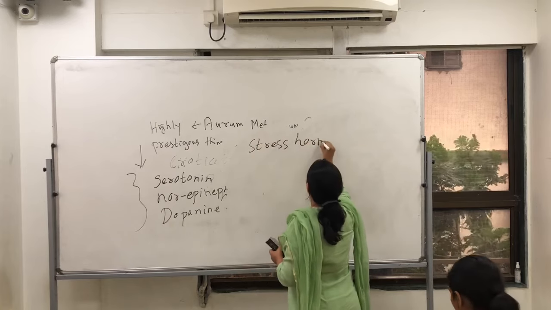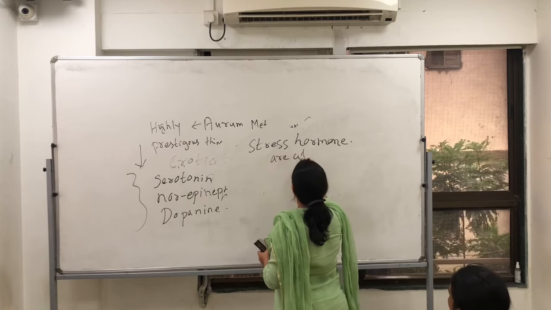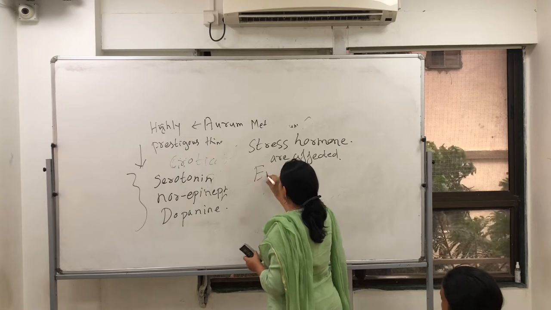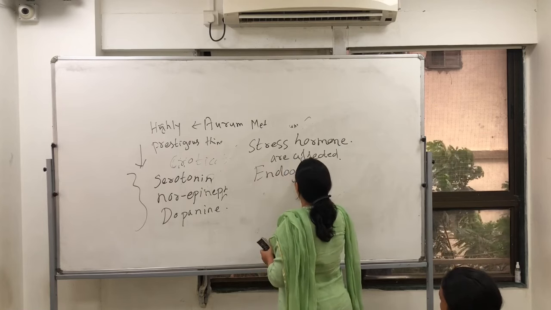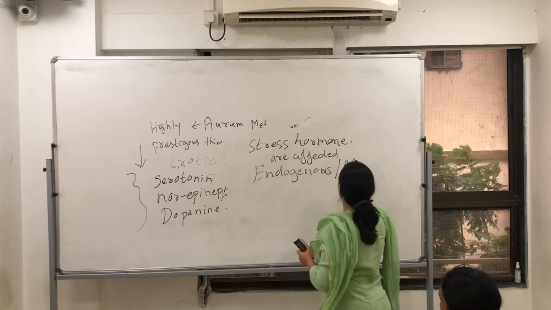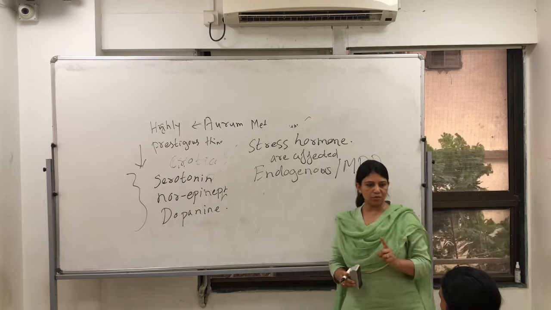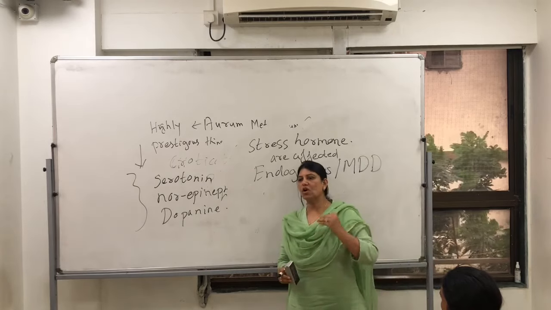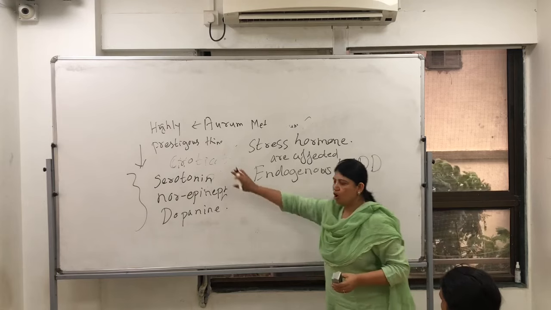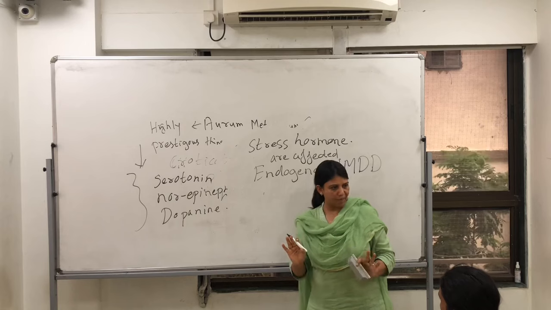The stress hormones are affected in endogenous or major depressive disorder. The cortisol level will increase, these three hormones will decrease, and that produces depression.